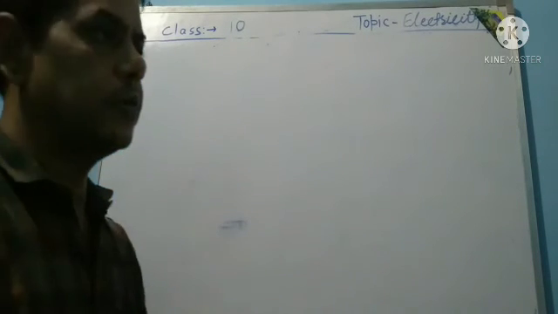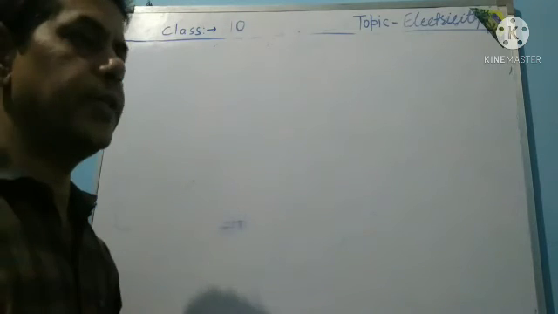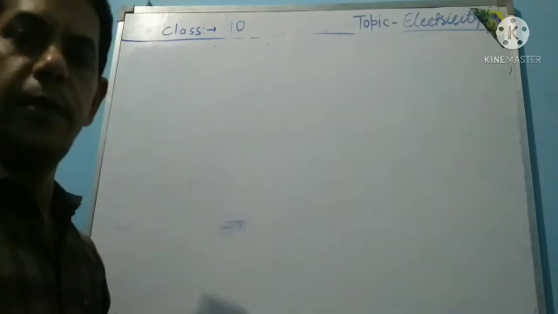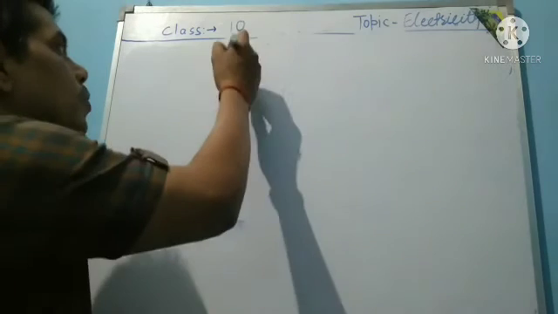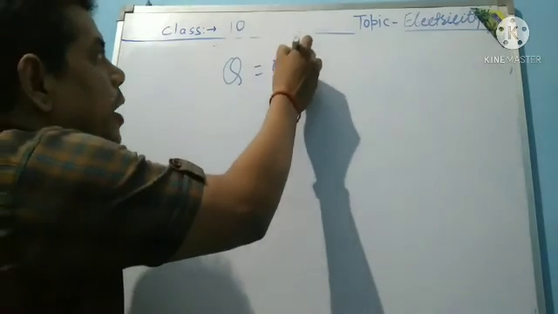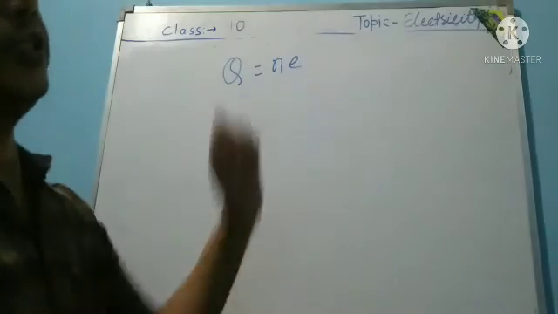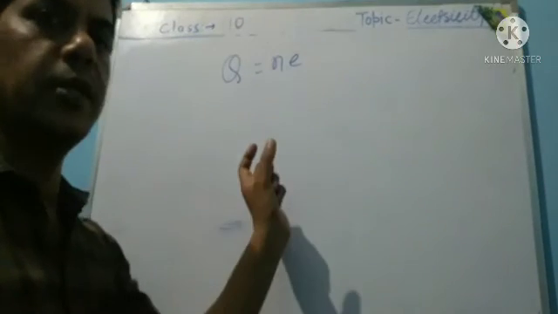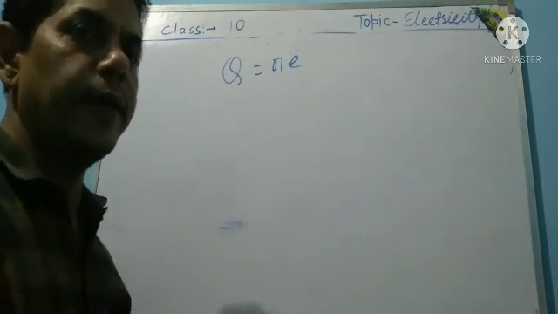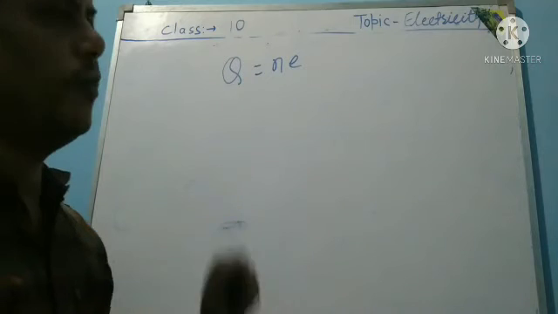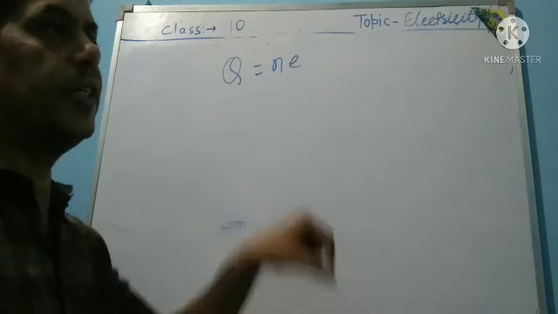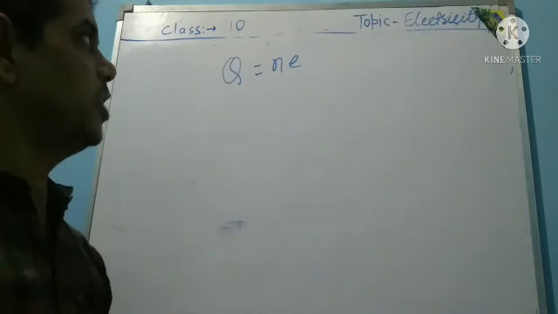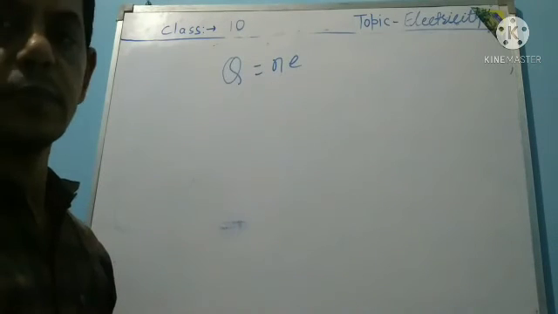One electron equals 1.6 times 10 to the power minus 19 coulomb. So the formula we generate is Q equals N times e, meaning charge equals the number of electrons. Charge equals number of electrons means how many electrons are in that object; that is the charge of that object.